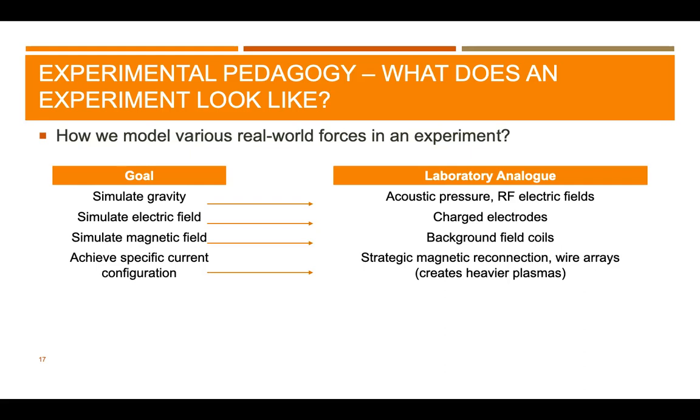Anyway, the rest of these are pretty simple. You have charged electrons and background field coils to apply specific magnetic and electric field configurations. And specific current configurations can be achieved with strategic magnetic reconnection and wire arrays.